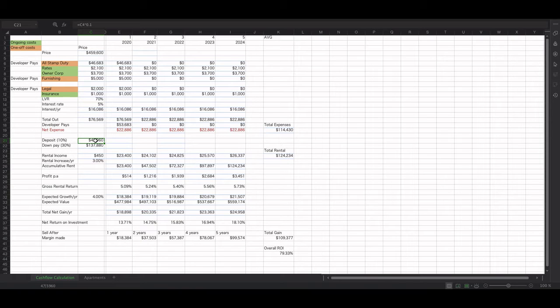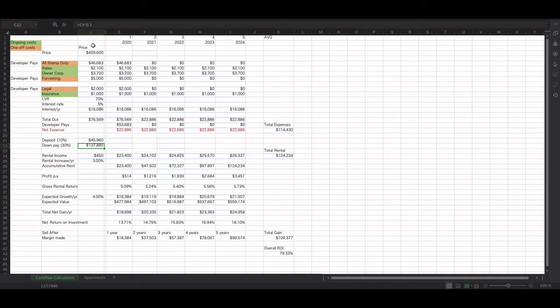And if we are borrowing 70% from the bank, it means that we need to come up with another 30%. So in this case, 30% is the down payment, which is the contract price times 30%. This actually includes the 10% deposit. So this is the amount that you have to pay out of your own pocket as an investment.